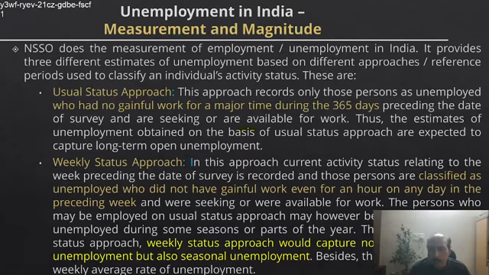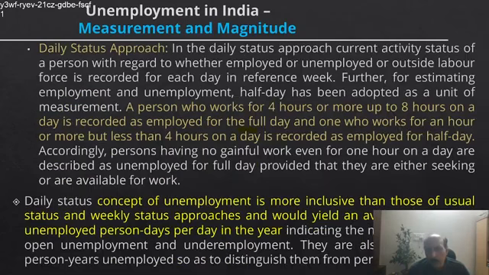And therefore, the weekly status is defined for finding out weekly how many persons remain unemployed. Then we come to the daily status approach. In the daily status approach, we ask the person how you are placed today, and that is on the date of the survey. Have you got some job today, or are you still seeking the job for the day?